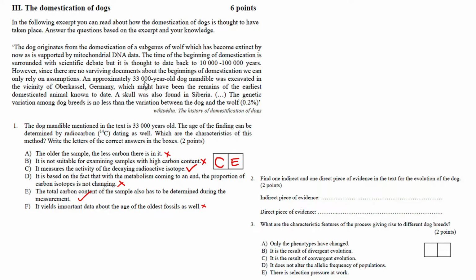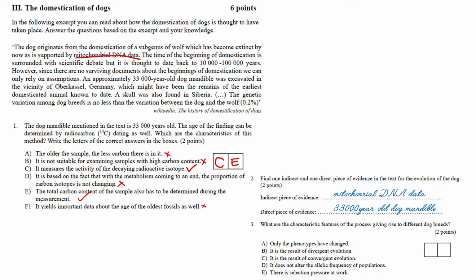Not rare. Find one indirect and one direct piece of evidence in the text for the evolution of the dog. Indirect piece of evidence, it is mentioned right at the beginning, the mitochondrial DNA data, and the direct piece of evidence is the mandible itself, so the 33,000-year-old dog mandible.